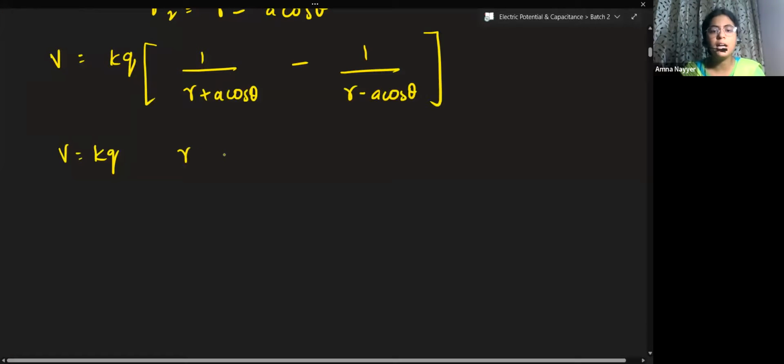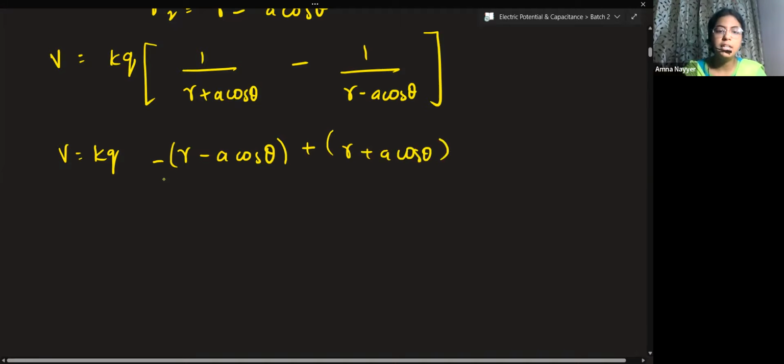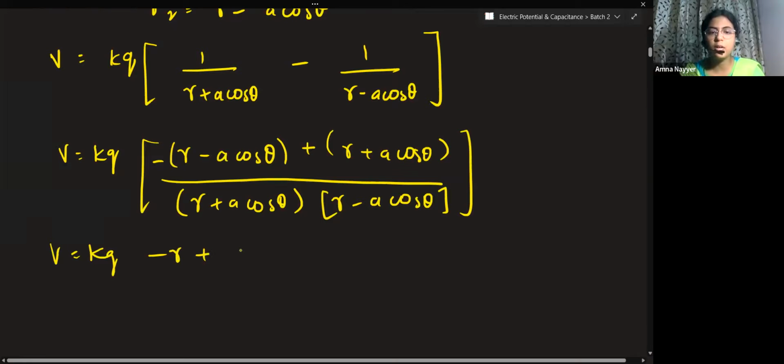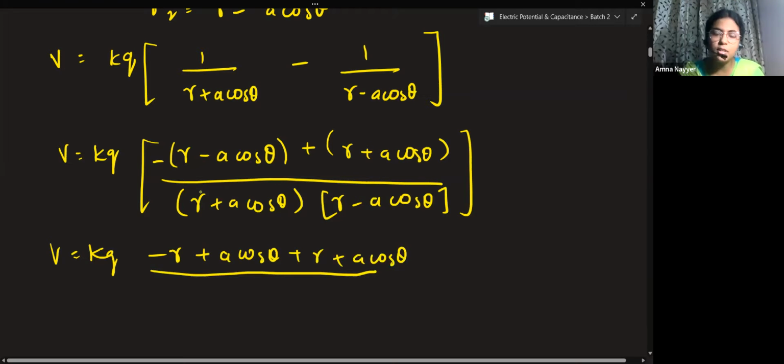So this will be R minus A cos theta, or let me take the minus sign also common for it. Because this is negative, and then this will be plus, R plus A cos theta, divided by, multiplying both the brackets, R plus A cos theta multiplied by R minus A cos theta. So if I open these brackets, we will get minus R plus A cos theta plus R plus A cos theta. Can any one of you remember which identity this denominator is forming?